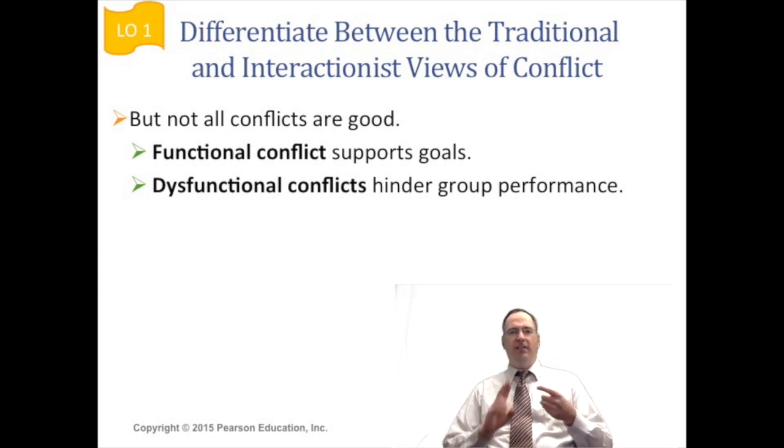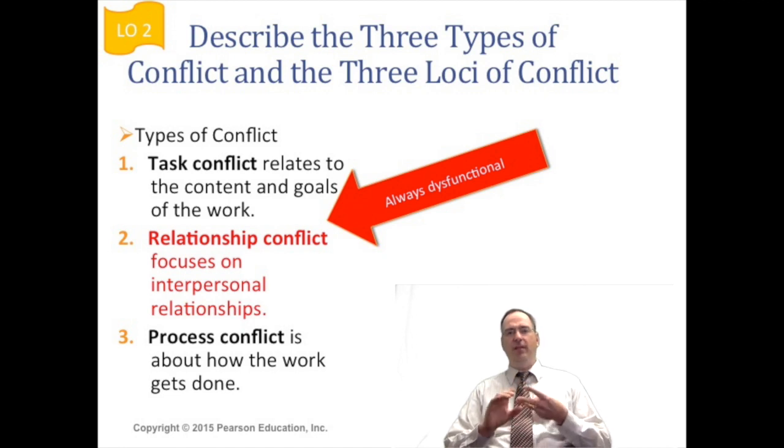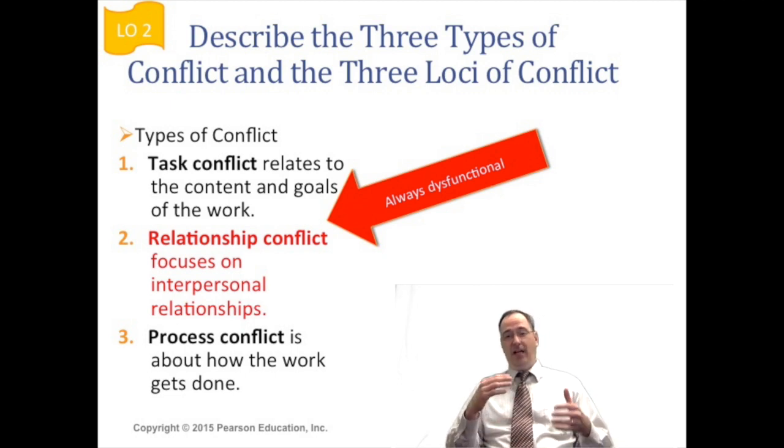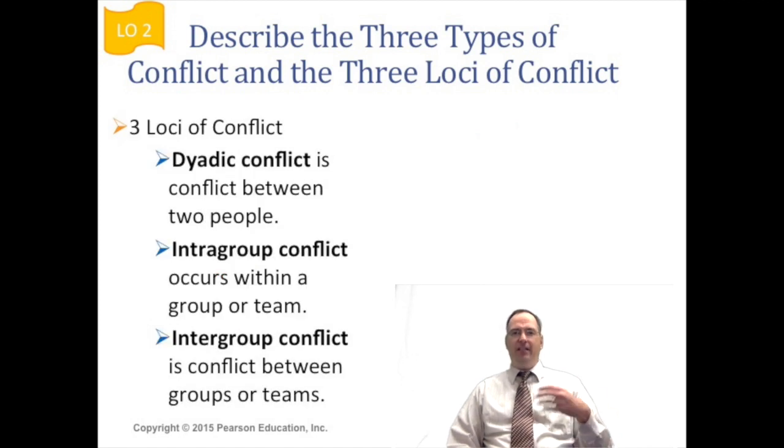Again, there's three types of conflict. There's task, relationship, and process. Relationship conflict is almost always dysfunctional. Okay, when you don't like the other person and therefore you oppose whatever they say, that's a dysfunctional place to be. Having conflict over the task or having conflict over the process of how we're going to do it is not necessarily bad. You can usually improve the process when you have conflict over those issues. And then you have three loci of conflict. It's between two people, or it's within the team, or it's outside the team.